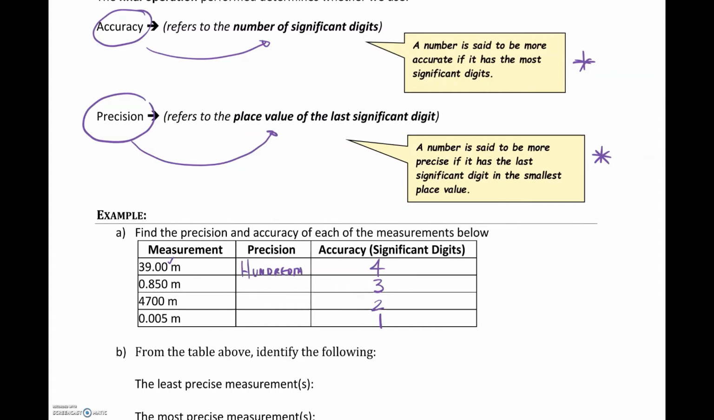Now this is thousands, because this 0 to the right is in the thousands place. Now the 7 is significant, so now this is in the hundreds, and here the 5 is in the thousands place.